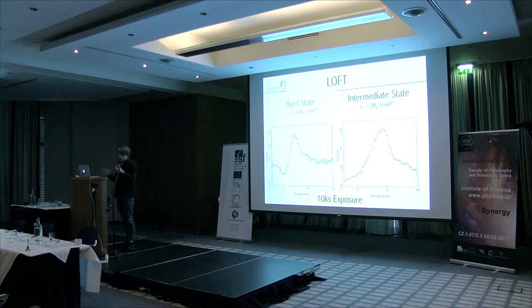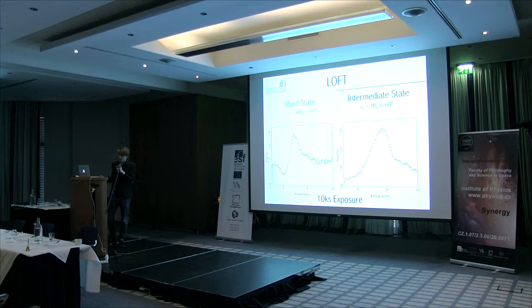So that was all for the hard state, for a large truncation radius of 60 RG and an inclination angle of 60 degrees. But things are different for the intermediate state. If you did exactly the same thing for a truncation radius of 7 RG, then it's a little bit different.